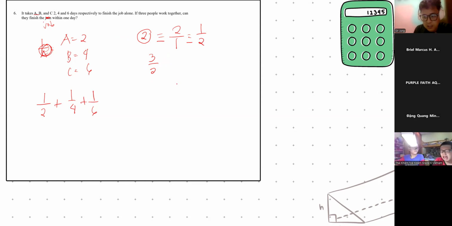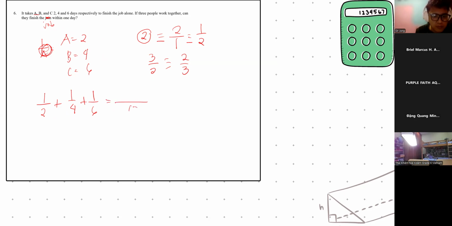Yes, the reciprocal of 3/2 is 2/3. So that's how you reciprocate a number. Okay? You just interchange the numerator and denominator. So for rates, again, we need to add the reciprocal of their corresponding rates. Since we have 2, 4, 6, that should be equal to 1/2 plus 1/4 plus 1/6.